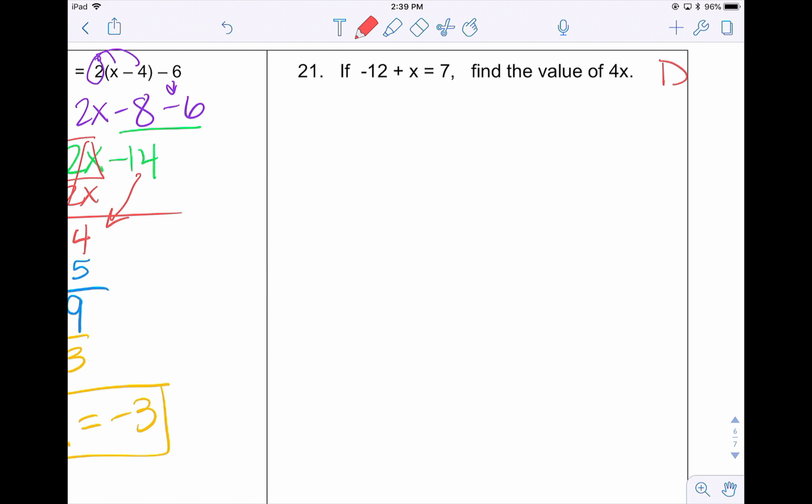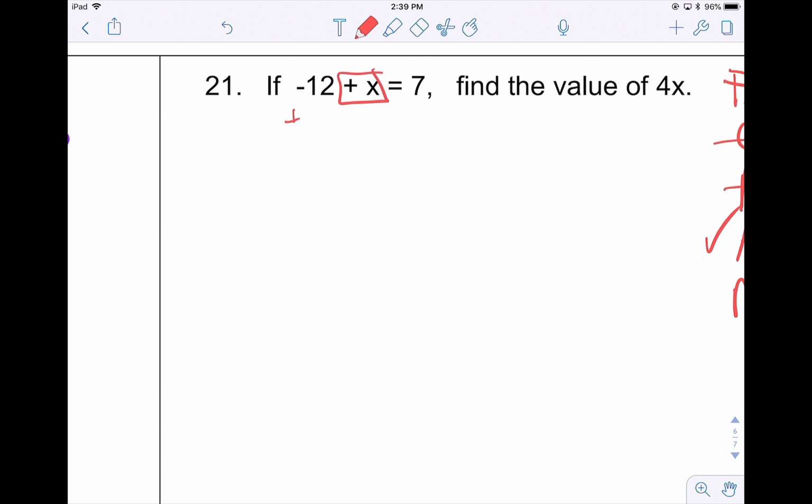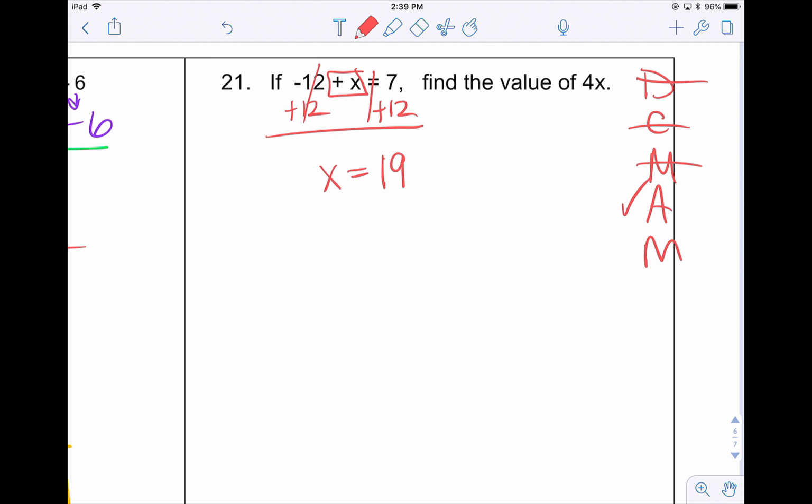Problem 21, solving by using Don't Call Me After Midnight. I'm solving for x here. I don't have any parentheses. I don't have any like terms. I only have one x, so I don't need to move. I do need to add or subtract, so that negative 12, I need to move it by adding 12 to both sides. On the right side, 7 plus 12 is 19.